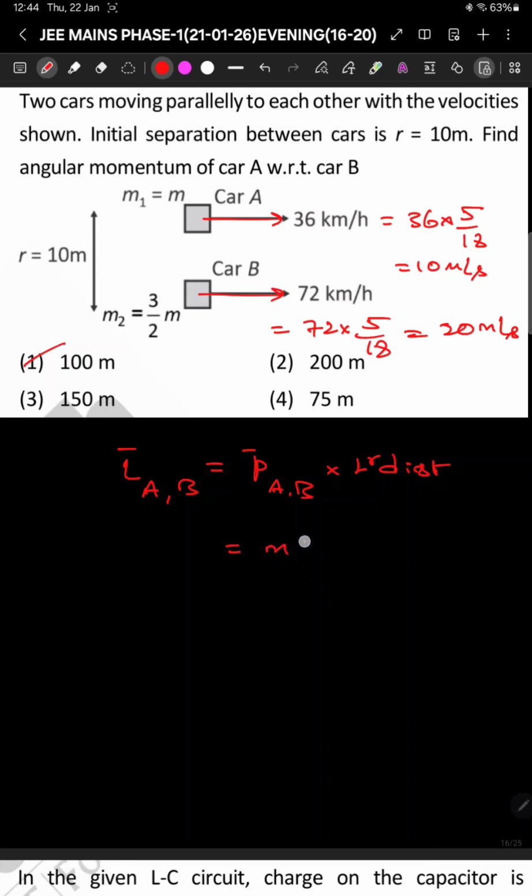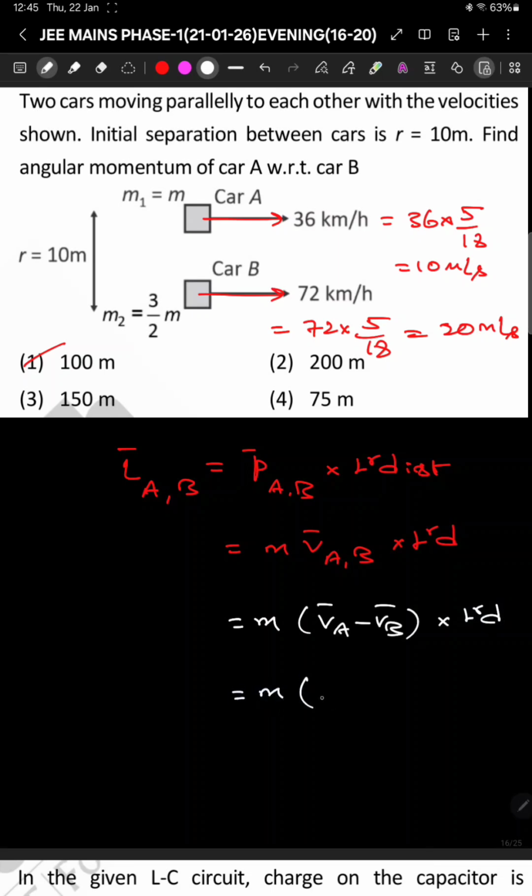Angular momentum is mass into velocity of A with respect to B into perpendicular distance. Mass of car A is m only, VAB formula is velocity of A minus velocity of B, into perpendicular distance. Velocity of A we got 10, velocity of car B 20, and the perpendicular distance between these two is nothing but 10 meters. Simplify this one, we will get minus 100 m.